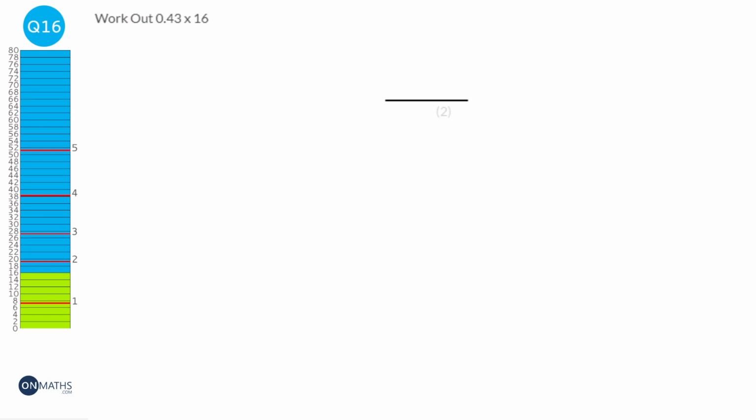Instead of doing 0.43 times 16, what I'm going to do is 43 times 16. So I'm just going to get rid of the decimal and change it to 43. But I've got to remember what I've done. So how have I managed to do that? Well, I've timesed it by 100, and that'll be important at the end.